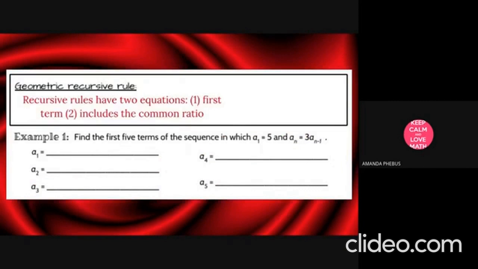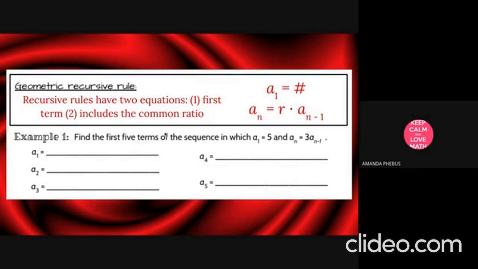So the recursive rule, just like for our arithmetic one, has two equations. The first one is going to be about the first term, and then the second one includes the common ratio. So the difference here from what we were working with in the arithmetic one is that we now have this r, the common ratio, involved. So a sub 1 equals a number. That's going to be the same as our arithmetic. A sub n equals, and we've got a sub n minus 1. That's going to be the same thing, except now we've got to make sure that we have this multiplication, and r, our common ratio, is involved.